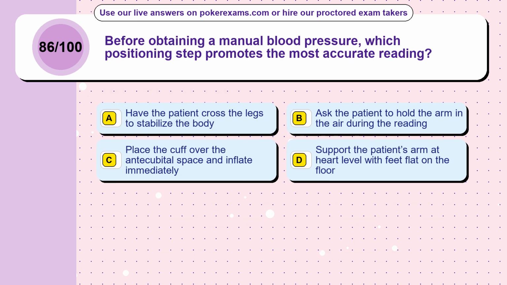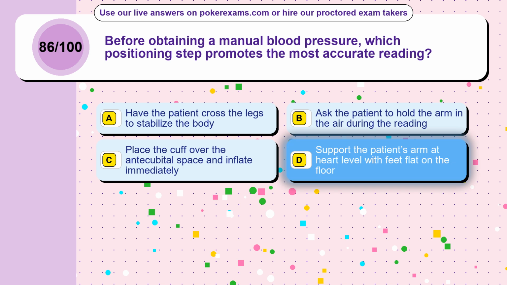Question 86. Before obtaining a manual blood pressure, which positioning step promotes the most accurate reading? Option A. Have the patient cross the legs to stabilize the body. Option B. Ask the patient to hold the arm in the air during the reading. Option C. Place the cuff over the antecubital space and inflate immediately. Option D. Support the patient's arm at heart level with feet flat on the floor.